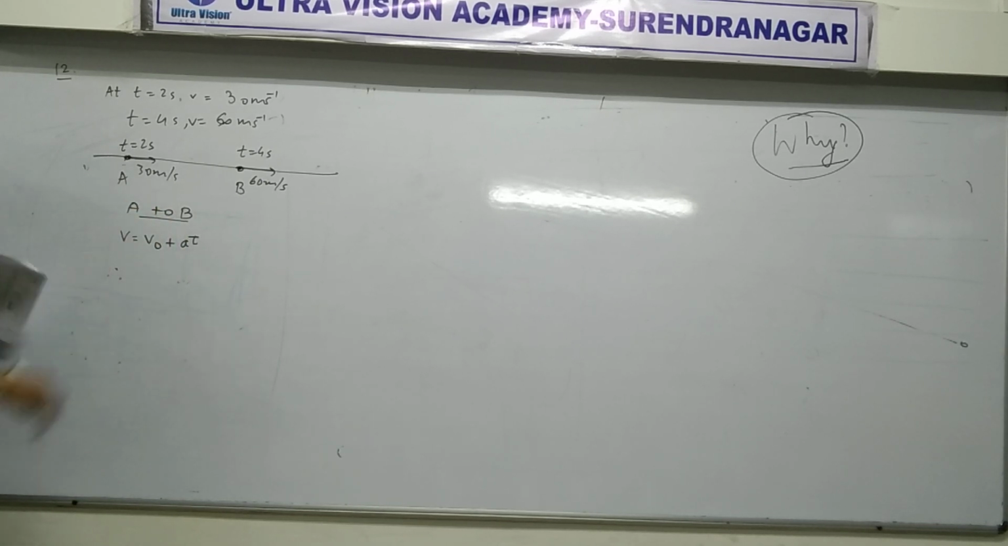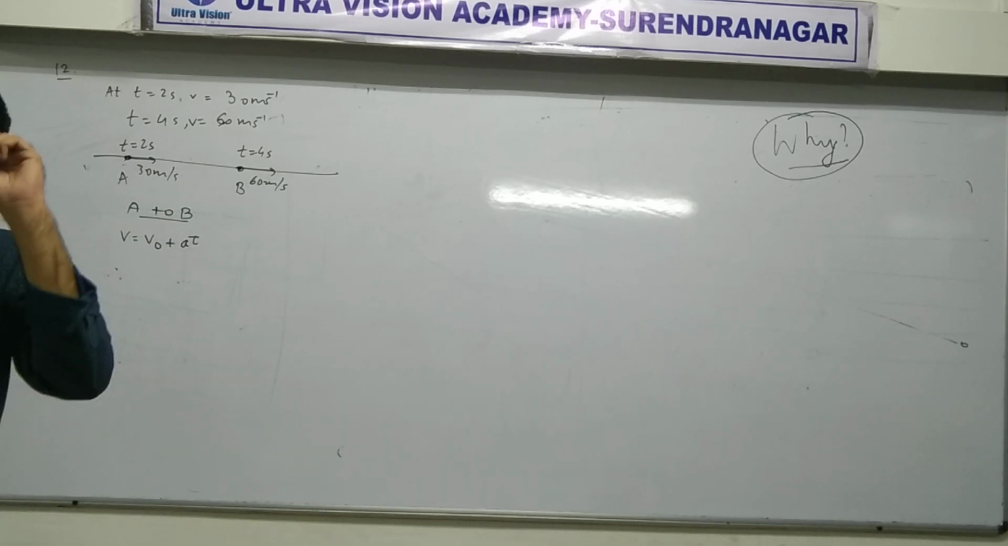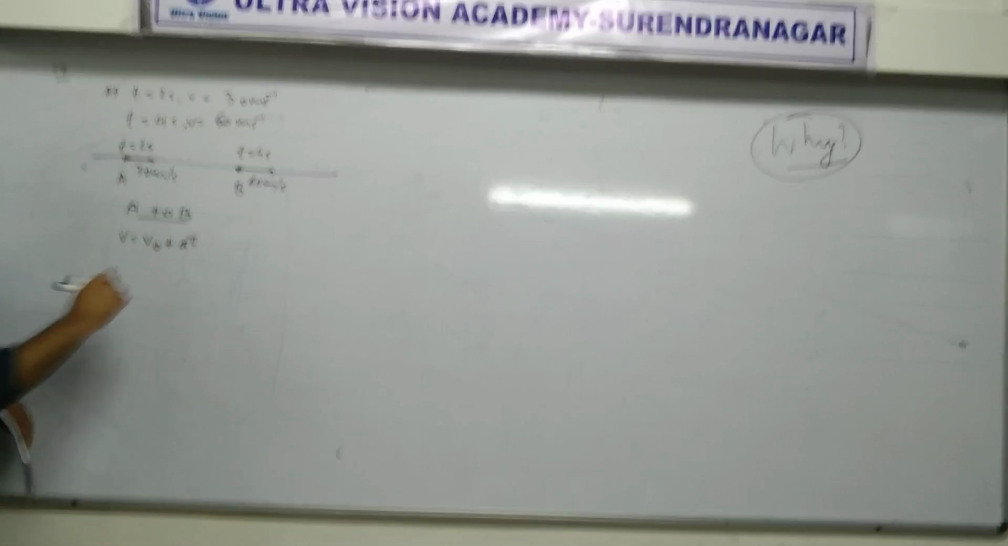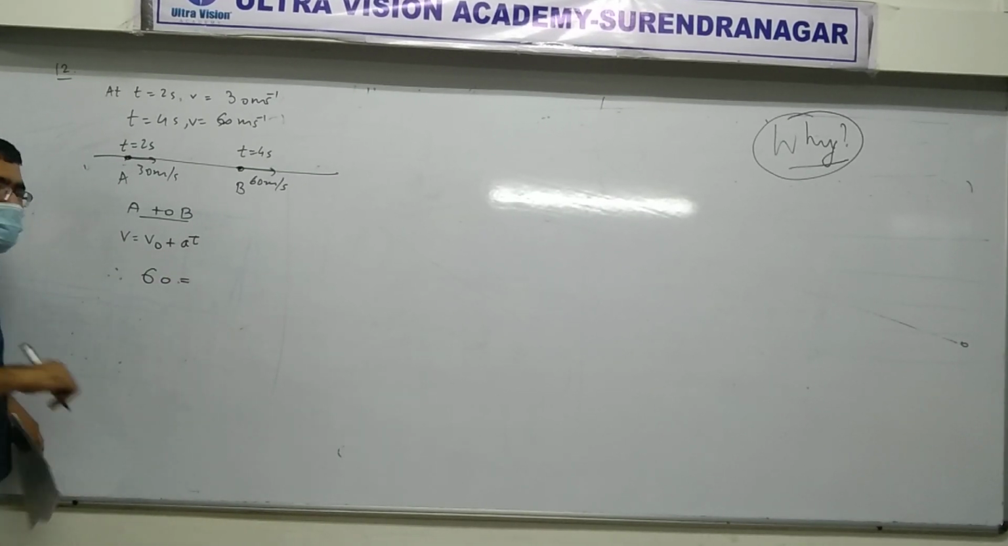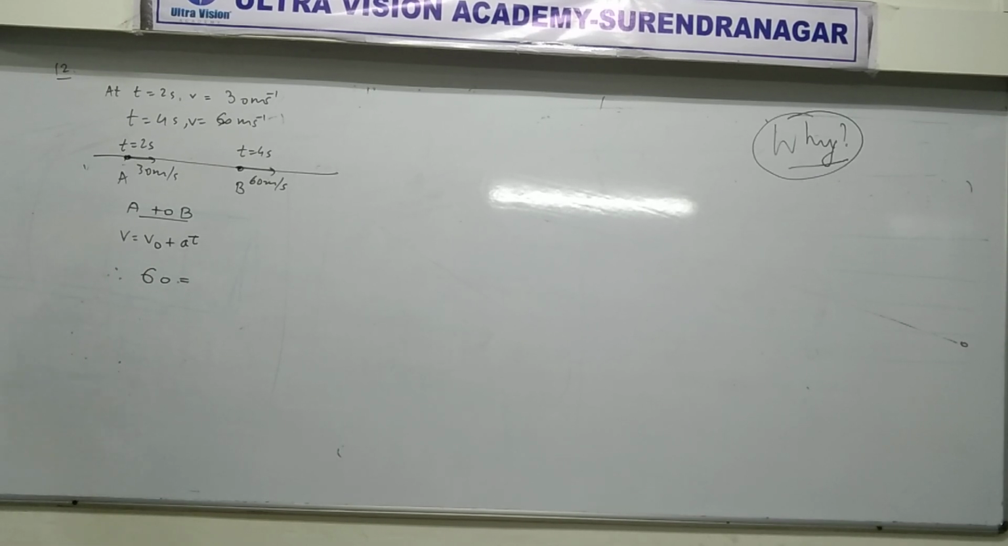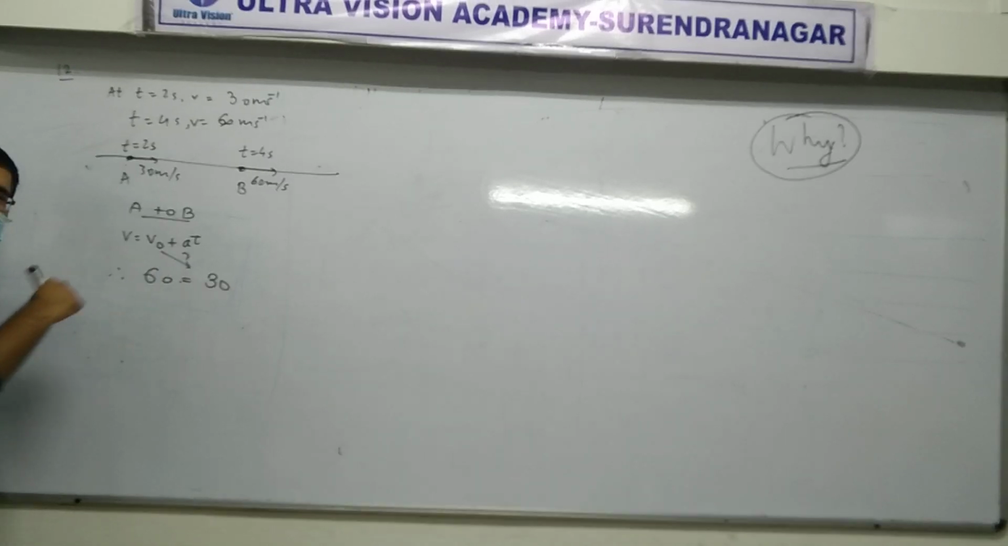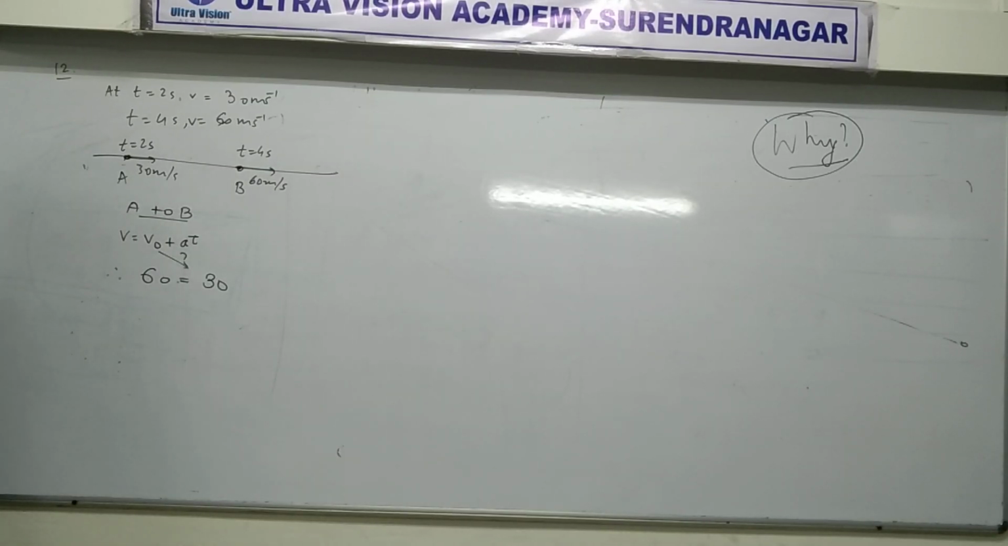Now help me put the values. 60. Louder. 60. Very good. 30. But did we want to find initial velocity? We want to find initial velocity.